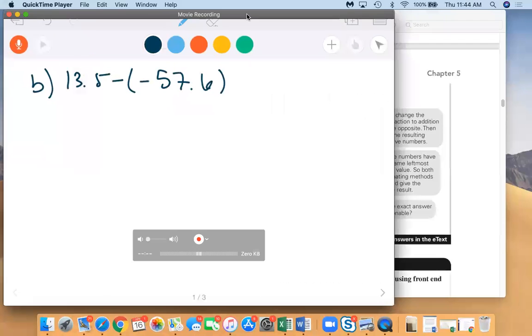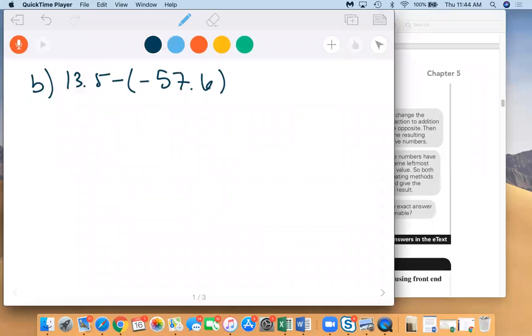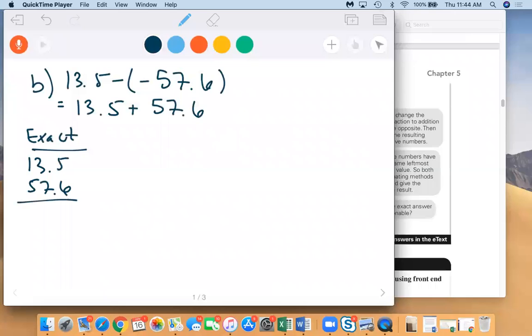Anybody remember what happens when we subtract a negative? That's the same thing as saying we're adding, right? So we can say 13.5 plus 57.6. So let's do our exact. We have 13.5 plus 57.6. Oh, that's nice, they have the same decimals. So we have 1, carry the 1, line up our decimal. 11, carry the 1, that's going to give us 7. So we have 71.1. That's our exact.